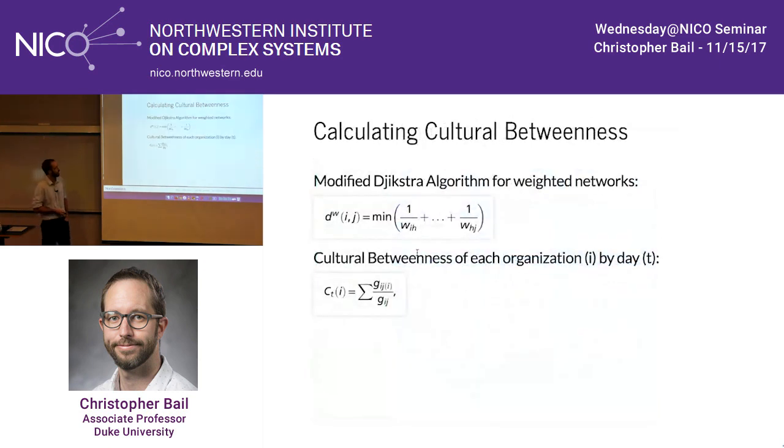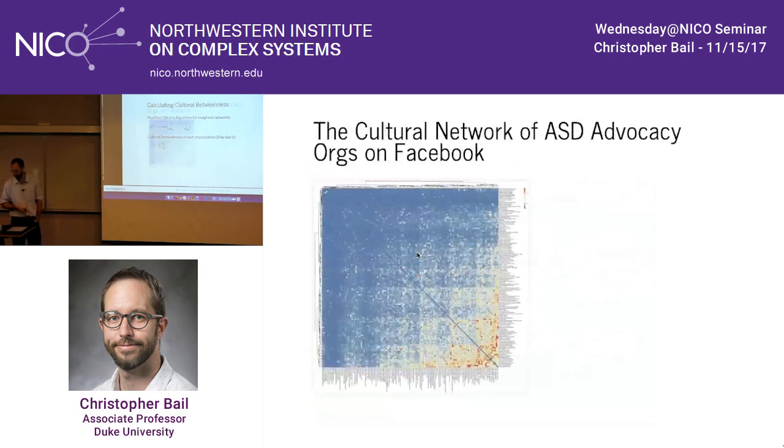So to calculate cultural betweenness, I use a modified Dijkstra algorithm for weighted networks. It has a tuning parameter alpha that allows you to basically allow weights to carry more influence or not. We see similar results not only in the field of autism, but 3 or 4 other fields my lab has looked at using this measure, regardless of how much weight we give to the weights, no pun intended.